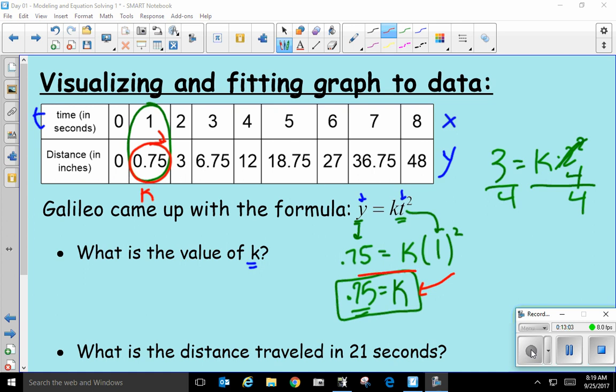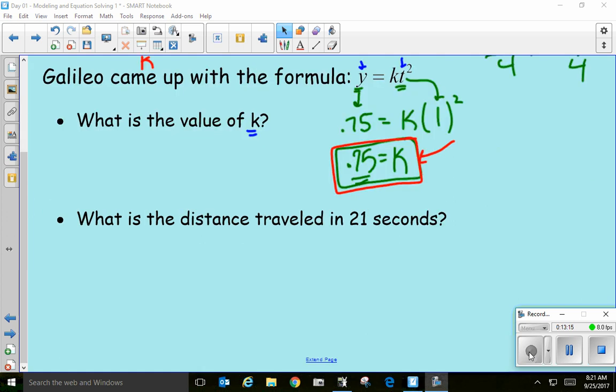Now that we know what K is, I'm going to give you guys 1 minute to find out the distance traveled of your ball rolling down an inclined plane after 21 seconds. You have a minute. So what do we got? What did you come up with? 2 decimal places. 330 point what? Well, let's see if that's correct.